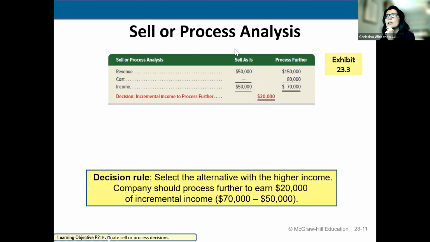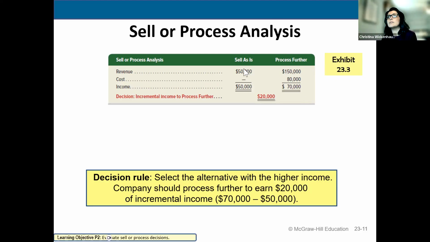So if we sell it as is, we can earn $50,000. And you're like, well, how come there's no costs, right? Because those are sunk costs that it took to get it to this point, so they're not relevant in our decision. Right now I have two options going forward. I can either sell it as it is, or I can process it further. So again, we're looking forward. We're not thinking about the costs that we've incurred in the past.